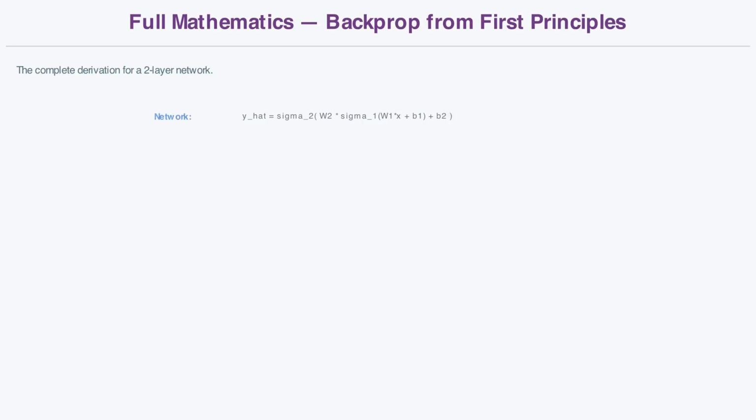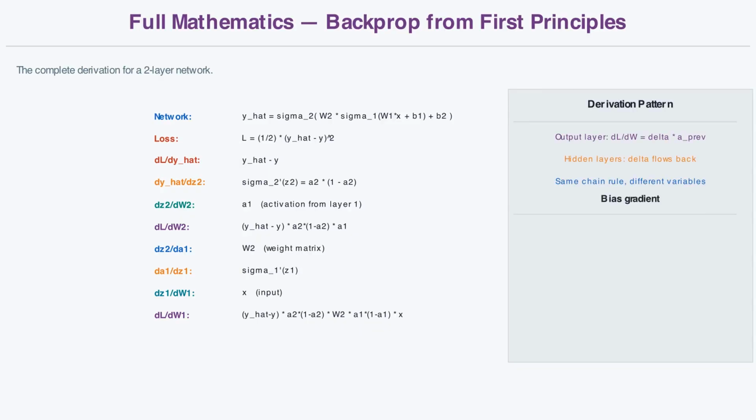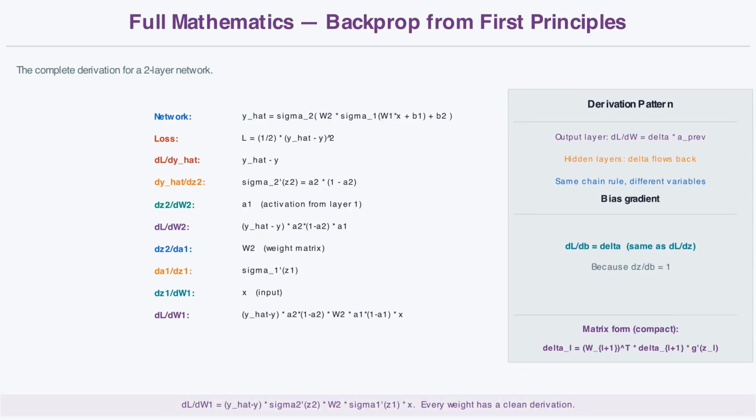Let us write out the complete mathematics for a two-layer network. The network is y hat equals sigma 2 of W2 times sigma 1 of W1x plus b1, plus b2. The loss is L equals 1/2 of (y hat minus y) squared. For the output layer weight W2, dL/dW2 equals (y hat minus y) times sigma 2 prime of Z2 times A1.